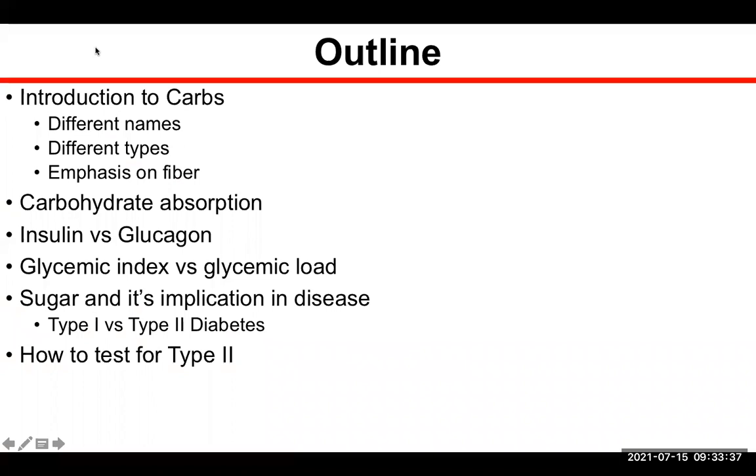So today's outline, I'm going to give you a little bit more information on what carbs are than I did yesterday. I'm going to emphasize some of the different names for them and the different types and where you can find them. Then I'm going to emphasize fiber, as it is a type of carb. I'm going to go a little bit more in depth on how the body is able to absorb carbohydrates, and then apply the hormones insulin and glucagon in this absorption process.